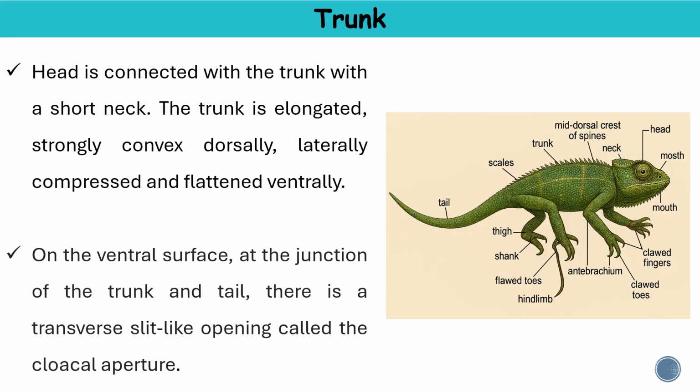Coming to the structure of the trunk, the head is connected with the trunk by a very short neck, as you can clearly see in the picture. The trunk is elongated. In terms of dorsal shape, it is convex. Laterally, it is completely compressed. On the other hand, it is flattened towards the ventral side. On the ventral surface, at the junction of the trunk and tail, we can see a transverse slit-like opening, which is the external opening, the cloacal aperture.